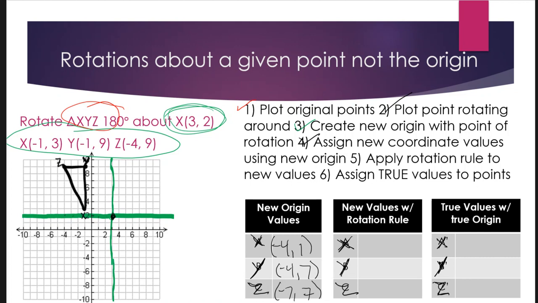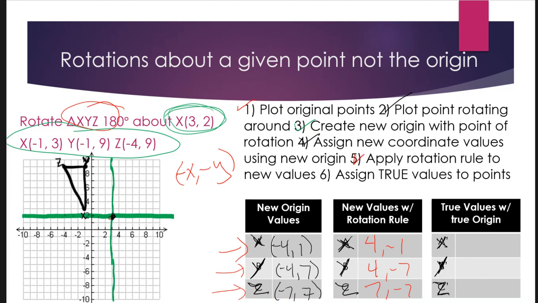Now, step 5 says to apply the rotation rule. So the rotation rule for 180 is negative x, negative y. No switching places. They're just changing signs. So again, we're applying the rotation rule to these fake points, so to speak, because that's what we want to rotate around, not the original origin. So it's going to be 4, negative 1, 4, negative 7, and 7, negative 7. Those are my new values.